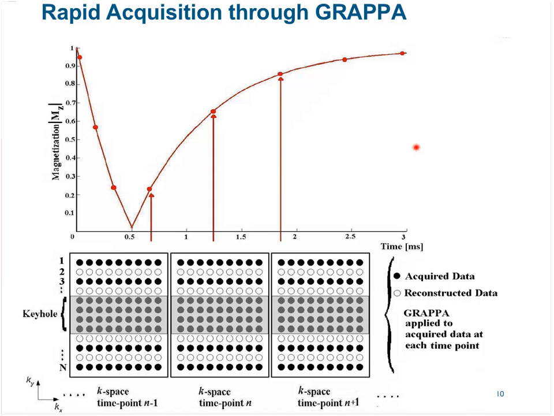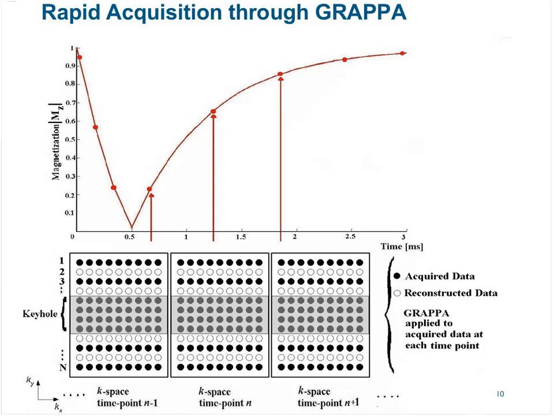So in this slide, we can see the rapid acquisition can be attained using the GRAPPA algorithm, which is a parallel imaging algorithm. And let's see how we can use this algorithm in inversion recovery curve mapping.